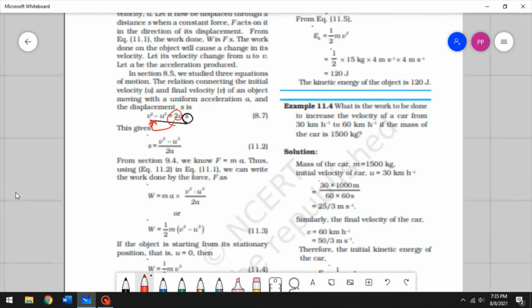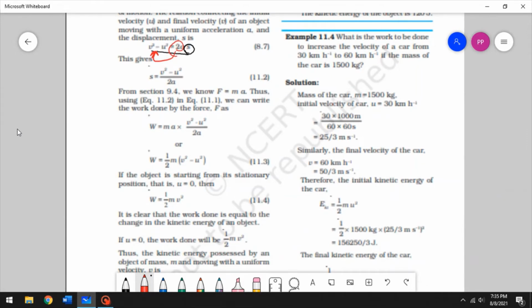Alright, so force is equal to mass into acceleration that we learned in chapter 9, right? And here we saw that work is force times displacement. So you can write it as ma times v square minus u square by 2a. Alright, that would give you mas. So work can be written as ma into v square minus u square by 2a, or if you cancel the a's here, it will be half m into v square minus u square.